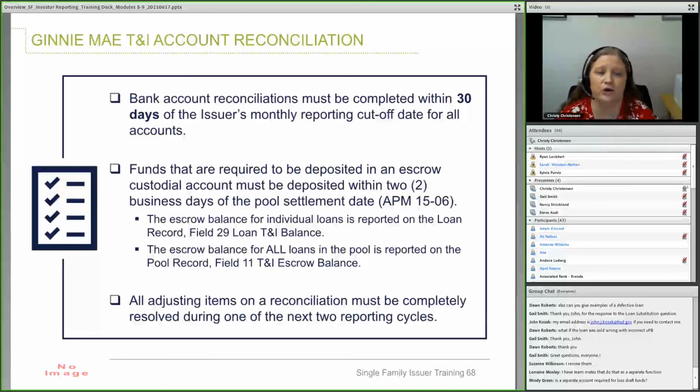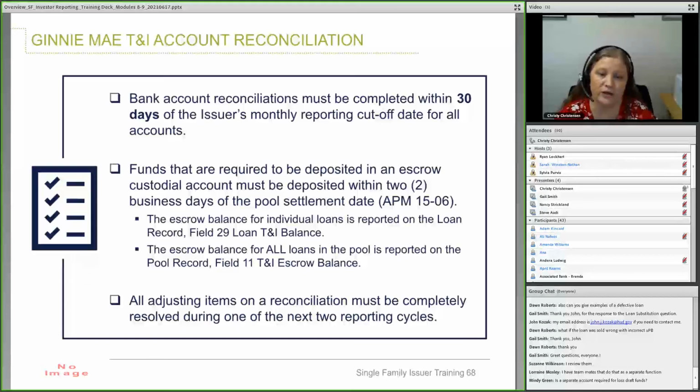T&I funds are required to be deposited into the Ginnie Mae escrow account within 2 business days, which is 48 hours of pool settlement. The escrow balance for individual loans is reported in field 29 of the loan record, and the escrow balance for all loans within the pool is reported in field 11 of the pool record.